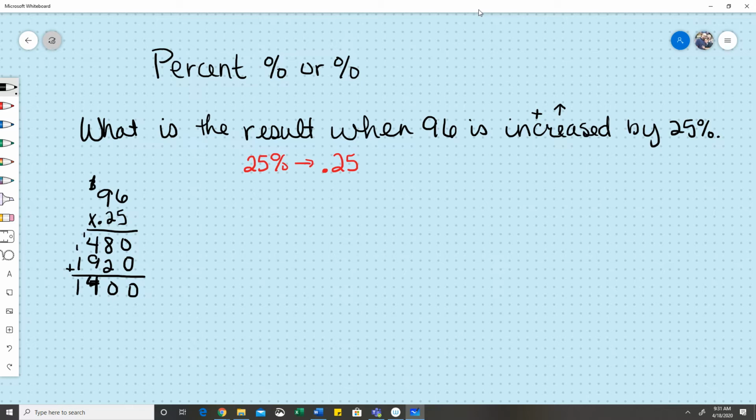Well, now I have to deal with my decimals, okay? Because I have this decimal. I have 2 digits after the decimal here, so I need 2 digits after the decimal in my answer.